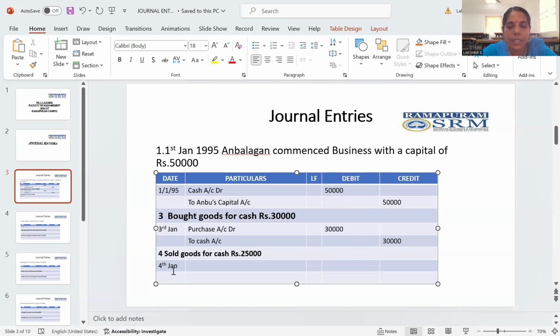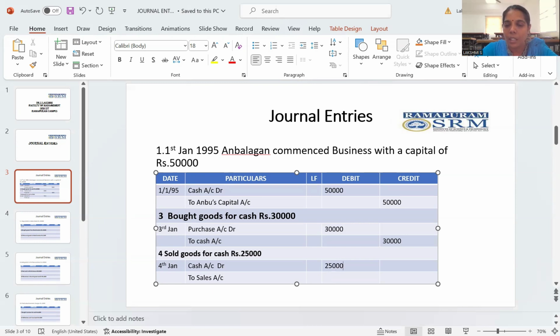Third one, 4th January 1995. Let us assume we are standing in the front. So we sold goods for cash, rupees 25,000. So we sold out the goods for cash. That means cash comes into the business. So if cash comes into the business, that should be in the first line. Cash account debit, to the goods going out of the business. The name of the goods is not given here, so we write it as sales account for rupees 25,000.